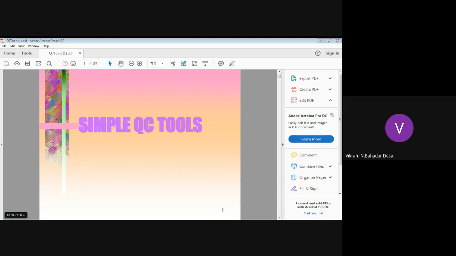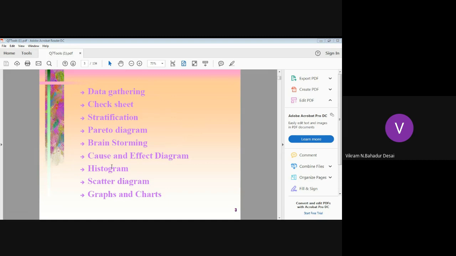Next we are going to discuss different quality tools. What are the 7QC tools you should know as a project manager? What are these tools? Let us understand. Note down, these are the seven. There are more, but only seven are very important for us.